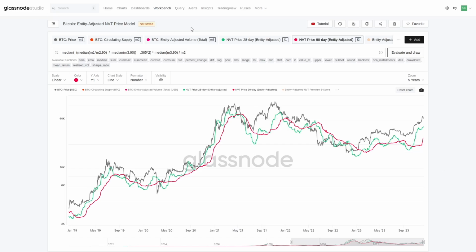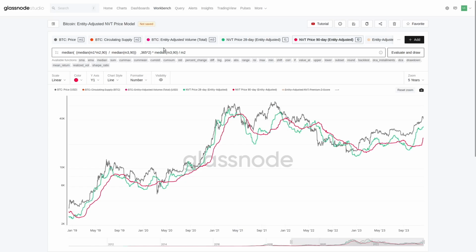these models where we take, in fact, we're looking at the formula here. What we're looking at is the ratio between the market cap, or more correctly, the 90-day median of the market cap, circulating supply and price, divided by the 90-day median of our transaction volume. So what we're basically saying is how big is Bitcoin and how much value is it settling?